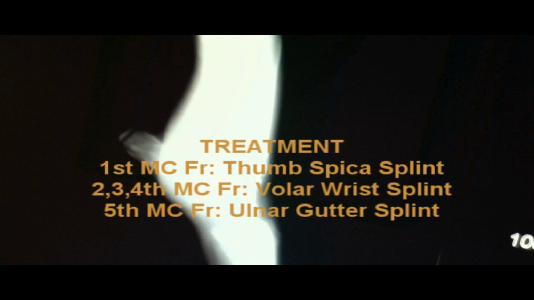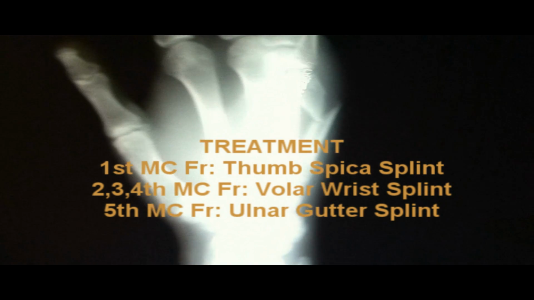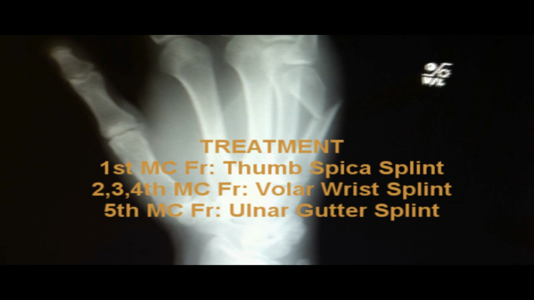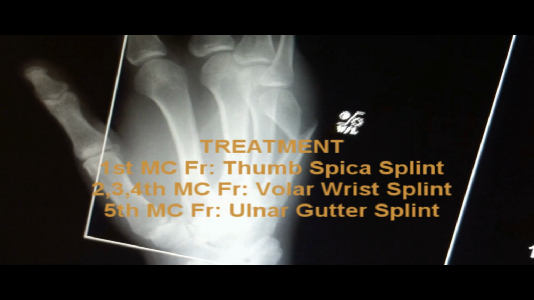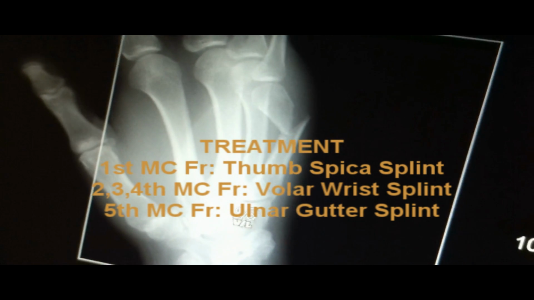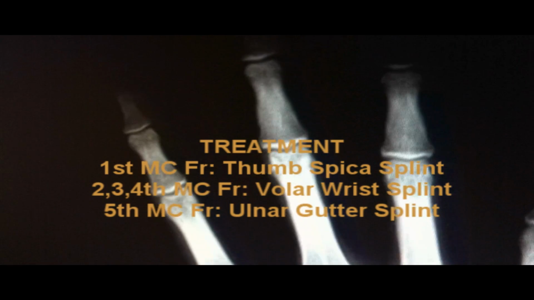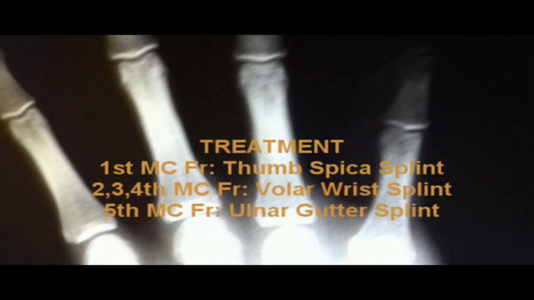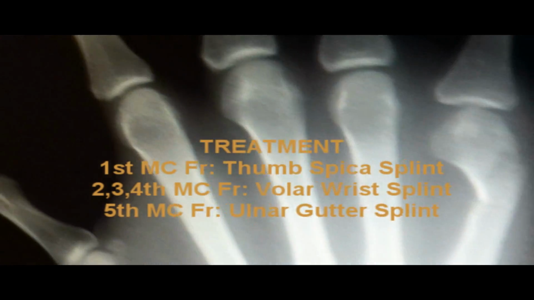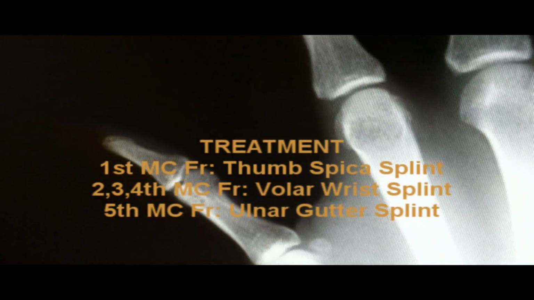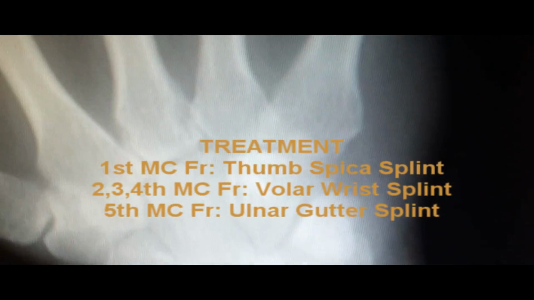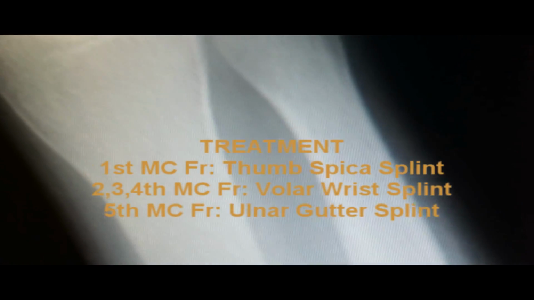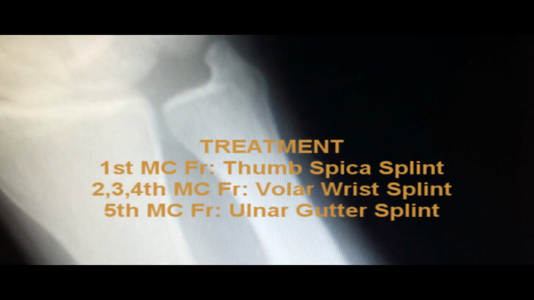If the fracture is in second, third, or fourth metacarpals, then you should treat it with a volar wrist splint. So a volar wrist splint is needed for fractures in those three metacarpals. And if the fracture is in fifth metacarpal, that is the boxer's fracture, then you should use ulnar gutter splint. Alright folks, and Bennett fracture that involves the first metacarpal, you use a thumb spica splint.